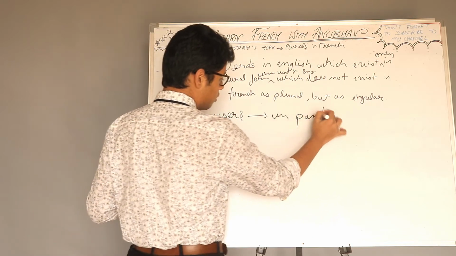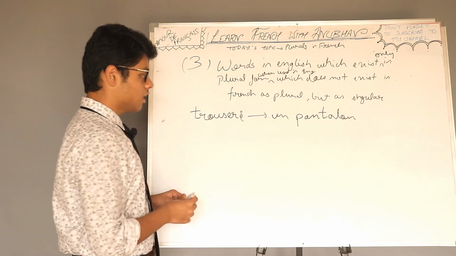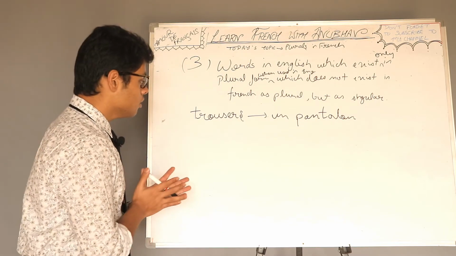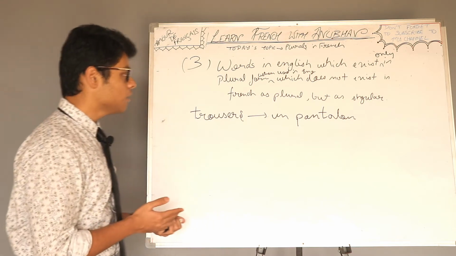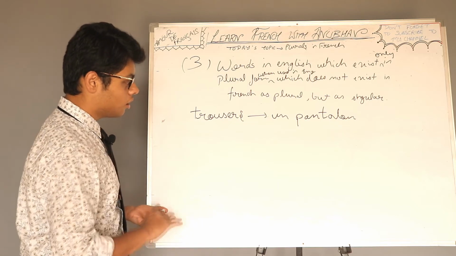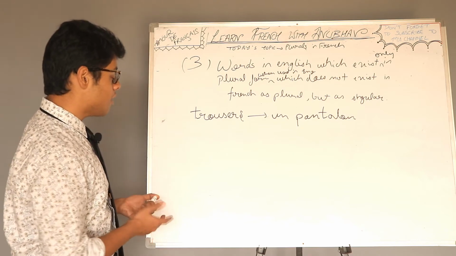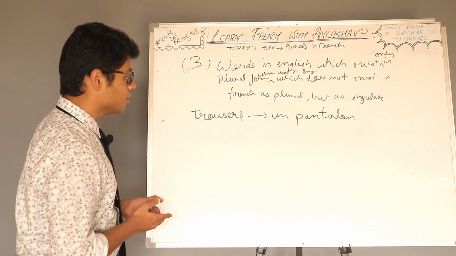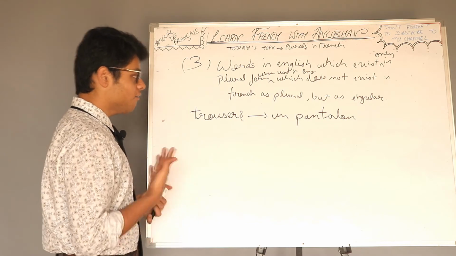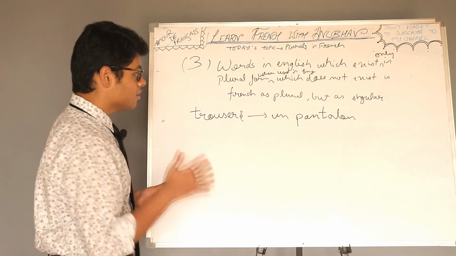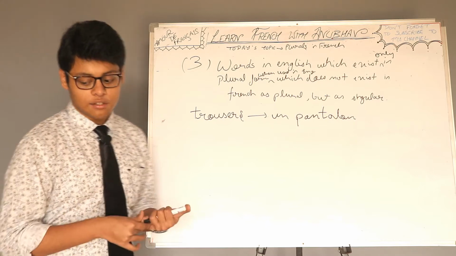Like trousers, a pantalon. A pantalon. Nothing like des pantalons. We don't have that form. We simply put it in singular, a pantalon. So see, trousers, an English word which exists in plural form only when used in English, but it does not exist in French as plural but as singular.